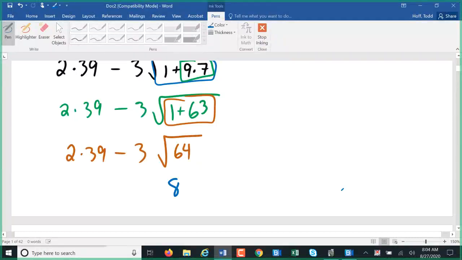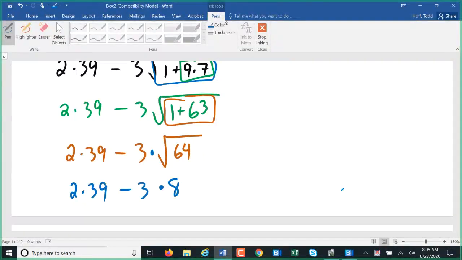Now, just like with parentheses, when I take out that symbol, I have to make sure that it's not representing something else. It is actually representing multiplication here, because there's the 3 in front of it with no operation there. So I have to make sure I put in that multiplication when I remove that square root symbol as well. 2 times 39 minus 3 times 8.